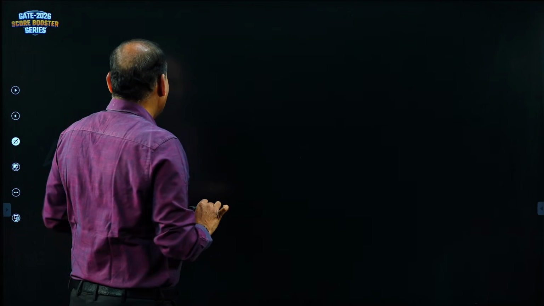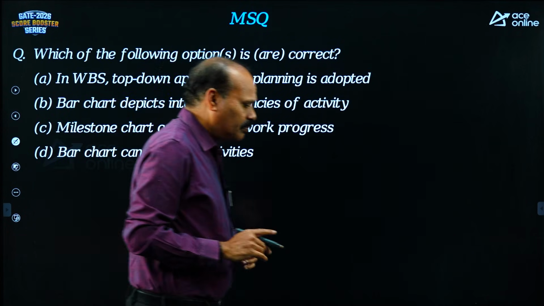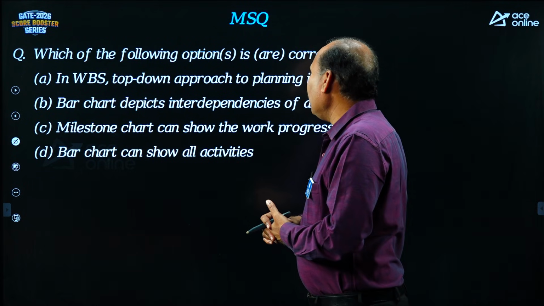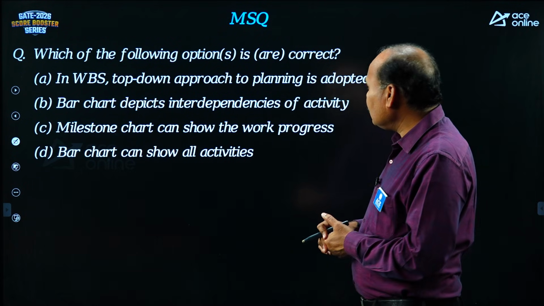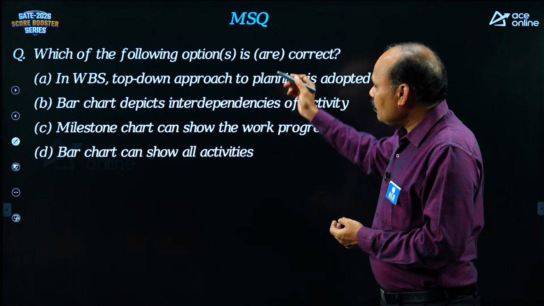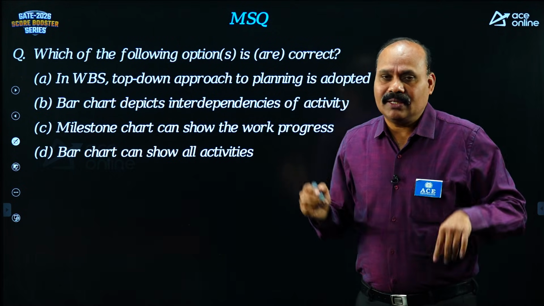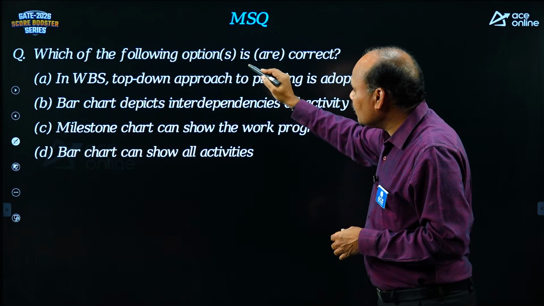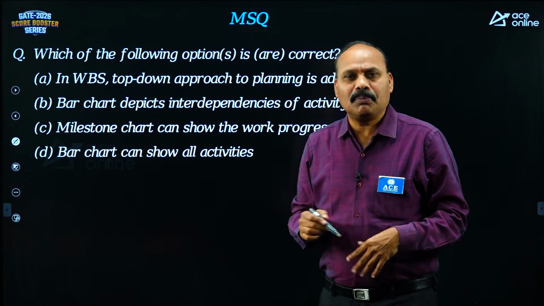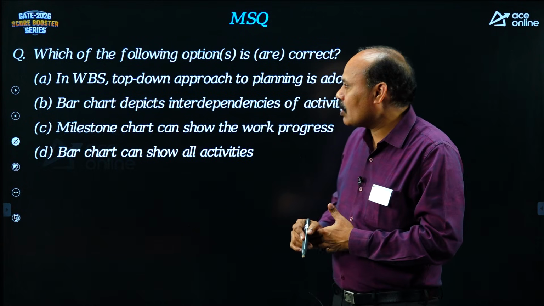Next question is MSQ. Which of the following options are correct? So generally MSQ is mentioned. If it is not mentioned, the question could be like this. There is a possibility of a single option or maybe multiple options being correct for this.